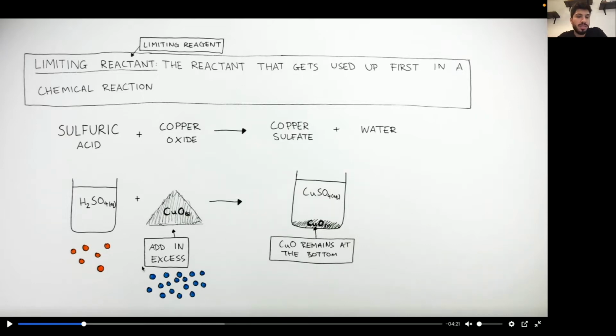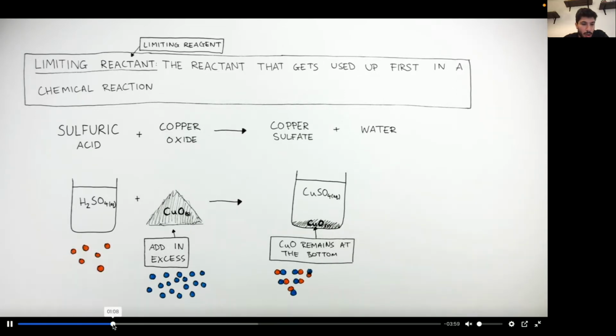Now I'm going to explain what it means when we say that copper oxide is added in excess. Let's say this orangey red circle represents one molecule of sulfuric acid. This one blue circle represents one compound of copper oxide, CuO. Now this is really simplified, the ratio of moles isn't necessarily correct based on what happens in the reaction. But in this case, every time a sulfuric acid molecule reacts, a copper oxide molecule reacts. And we can show this because then the copper sulfate forms over here.